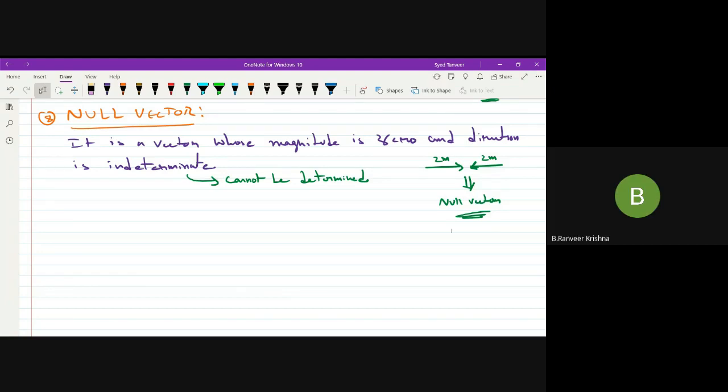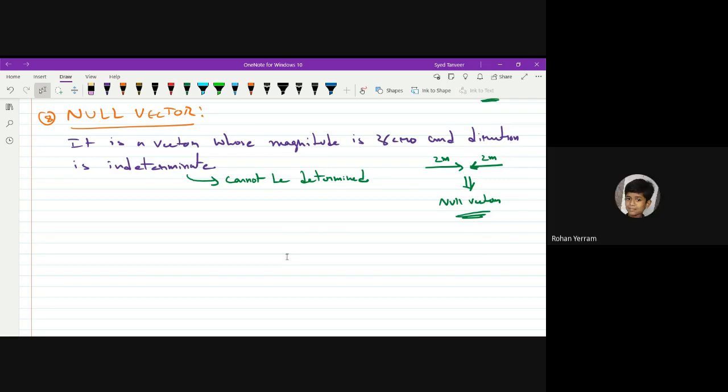Sir, that means we cannot determine the direction of the vector? Yes. Okay, sir. But it is similar to null point, right? Sir, it means the point is at the origin only. No, it's not like that. Not origin. You'll get more when you study addition and subtraction of vectors, then you will understand more clearly what this null vector is.